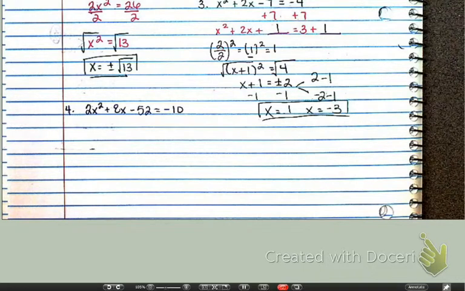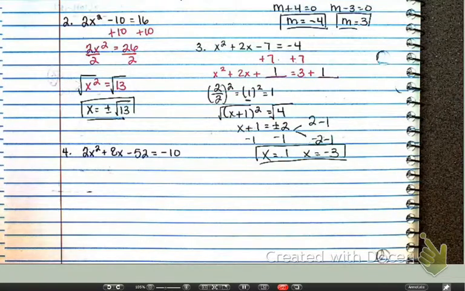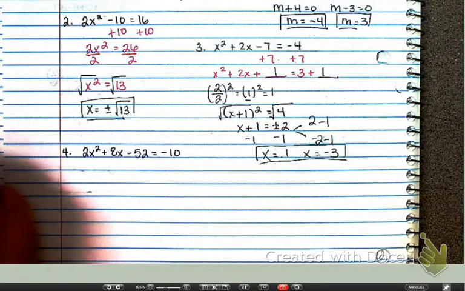So 2x squared plus 8x minus 52 equals negative 10. Someone want to tell me what method they chose and why, Joseph? I chose factoring because it seemed like the easiest. Okay, so you chose factoring. What did you do first in order to factor?